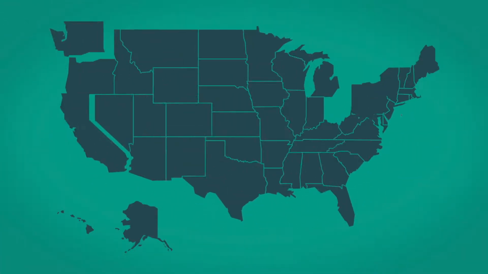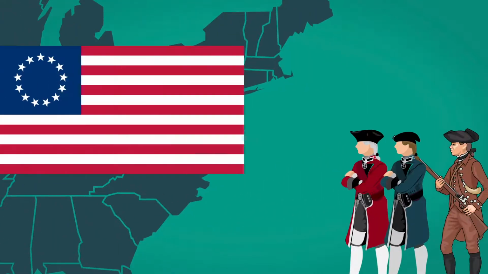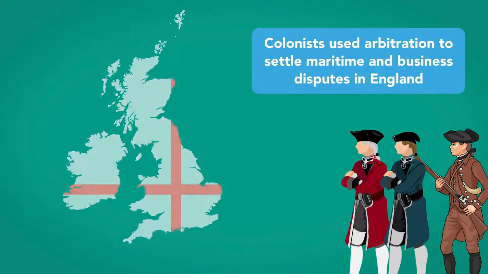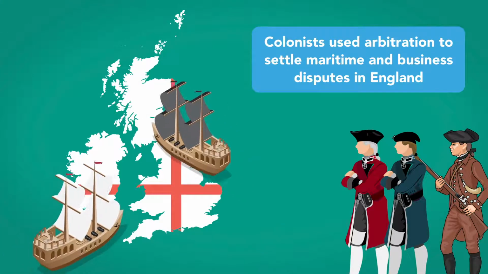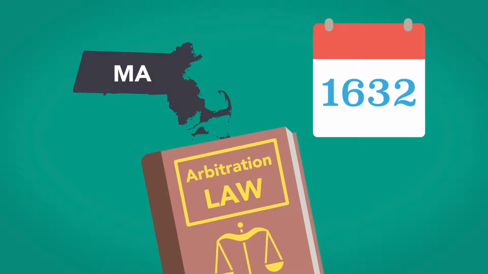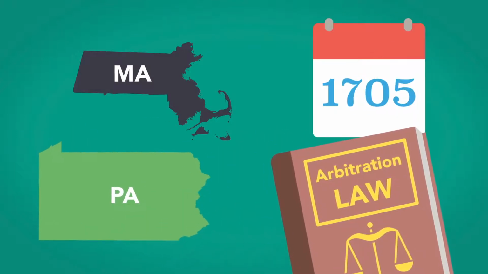The history of arbitration in North America dates back to colonial times and was common practice for Native Americans as a tool for resolving conflicts between different tribes. Colonists used arbitration to settle maritime and business disputes in England. In 1632, Massachusetts became the first colony to adopt formal arbitration laws, followed by Pennsylvania in 1705.